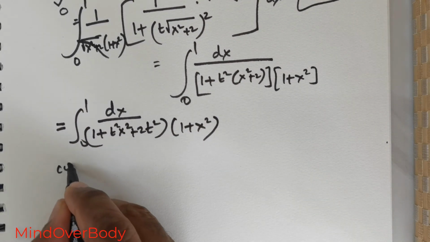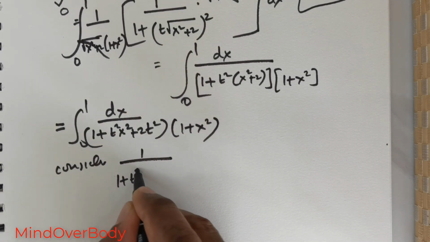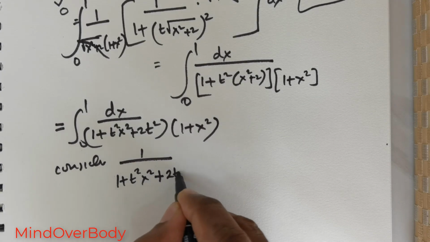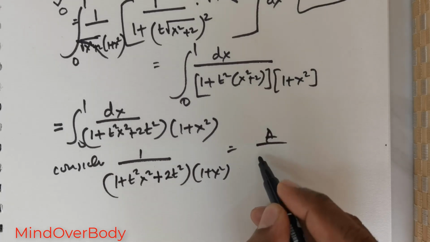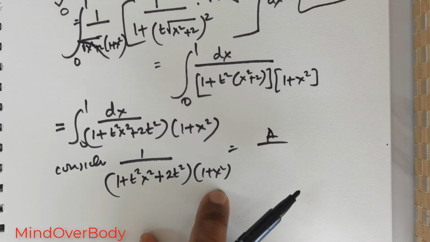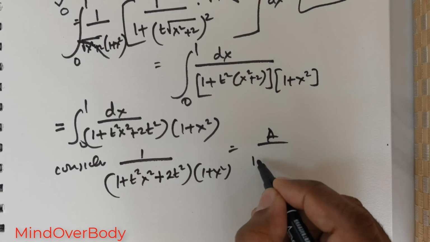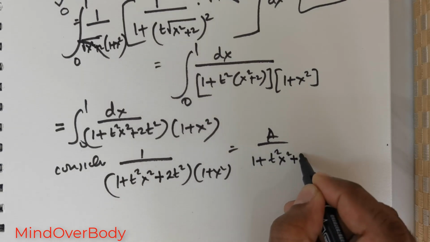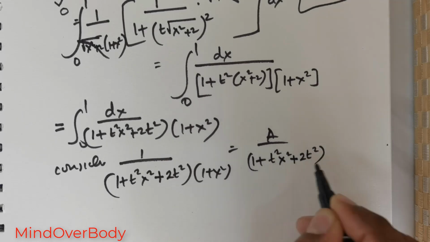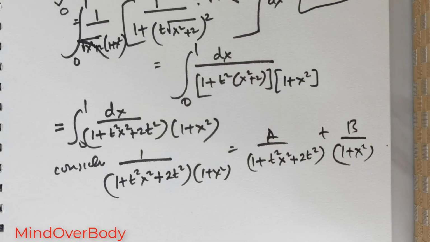So I'm going to consider this quantity 1 over 1 positive t squared x squared positive 2 times t squared times 1 positive x squared. Let me rewrite this as A over, the variables are all degree 2, so you don't have to worry about the form of the partial fraction, so you can just outrightly state them as follows. So t squared x squared positive 2 times t squared positive B over 1 positive x squared. So this is what you've got.